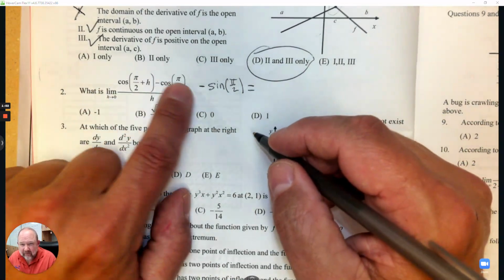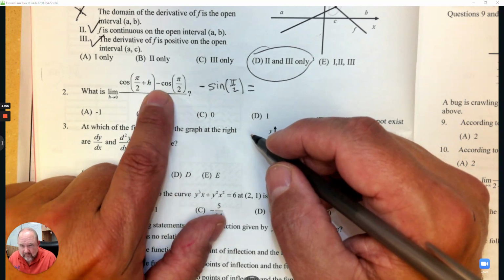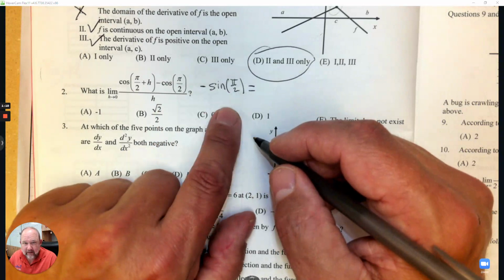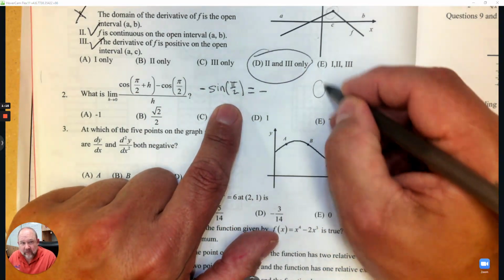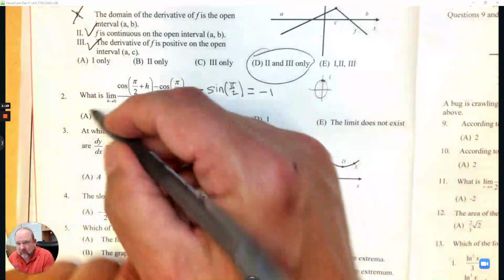So I recognize the form of it, that it is a derivative form. So I know we're doing the derivative of cosine. So that's negative sine and plugging in pi over 2. And so at pi over 2, it's the unit circle. It's up here, so it's 1, but that makes it negative 1. So the answer is A.